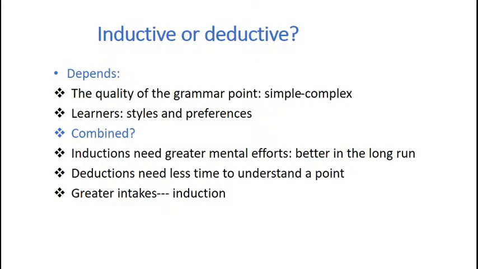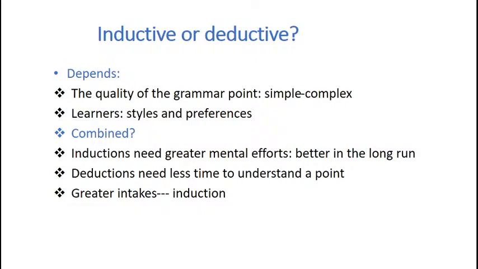The second factor is learners' styles and preferences. We know that all the learners have their own styles of learning and preferences. Some students learn by reading, by getting the abstract rules first, but there are some students who are called social learners who learn better by doing. So in that case, you should give them the inductive option.